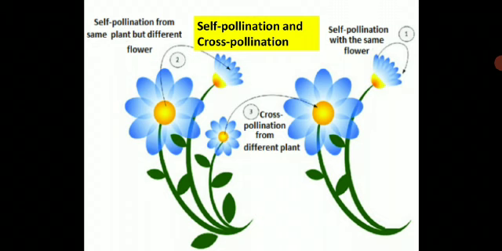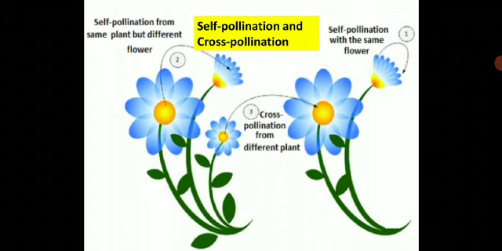Now here you can see the diagram of self-pollination and cross-pollination. On the left hand side you see self-pollination from the same plant but different flower. Here you can see, children, the same plant but different flowers. One single plant can definitely have more than one flower. It is not always that one plant has one flower. It can have multiple flowers, so the number of flowers can be more. So it can happen that self-pollination occurs from the same plant but different flowers.